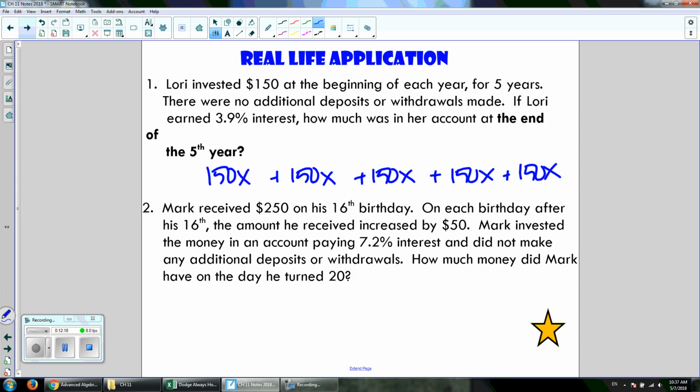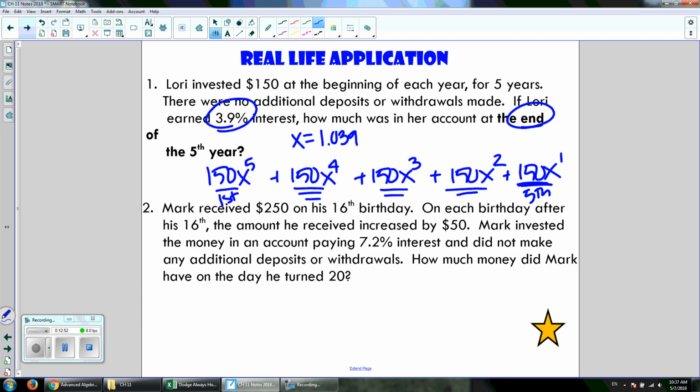Okay, so then if I'm saying at the end of the 5th year, and this is her 5th deposit, this was her first over here, this last one, her 5th one, if it was the end, would get interest for 1 year. Meaning the 4th one would get it for 2 years, the 3rd one would get it for 3 years, the 2nd one would get it for 4, and the first one would gain interest for 5 years. So that would be my polynomial, the $150 gaining interest each year that it was in there. And if I'm earning 3.9%, that would be the decimal 1.039. So I would just plug in 1.039 for x.